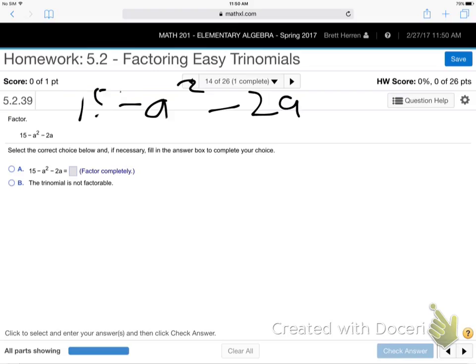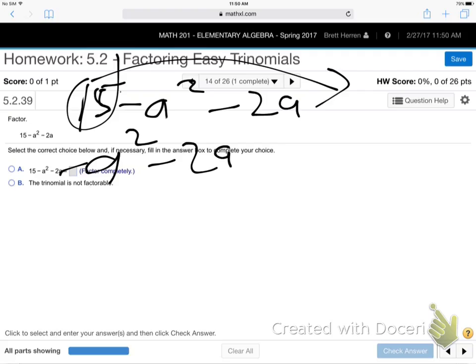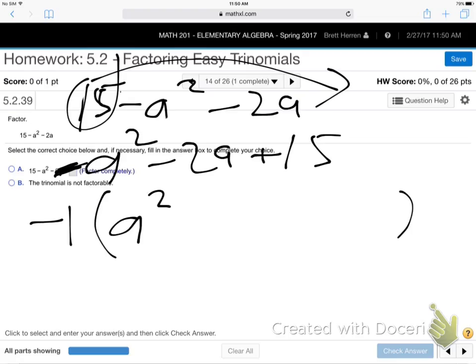All right, so, now I'm really making it bad. Take that 15 and put it at the back. For some reason my pencil thing's not working today. Minus a squared minus 2a plus 15. Good for first step? Well, remember what we're supposed to do with that minus. Put a -1 in the front and reverse all the signs. Good to there?